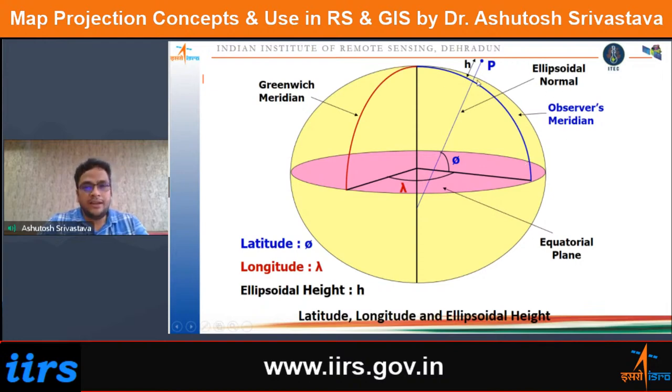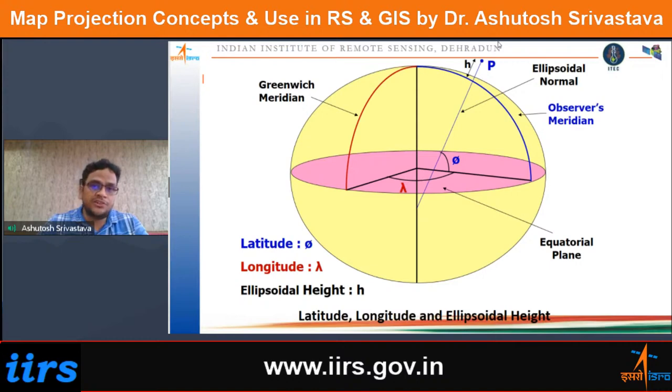And if you have a reference point, that is the red one. If you take the angle from this Greenwich meridian to the observer's meridian, that is called the longitude, lambda. Similarly, wherever it is cutting the surface, the angle measured from the equatorial plane to this blue line is phi, and that is called the latitude. So you have a longitude and a latitude. These are for the horizontal position.